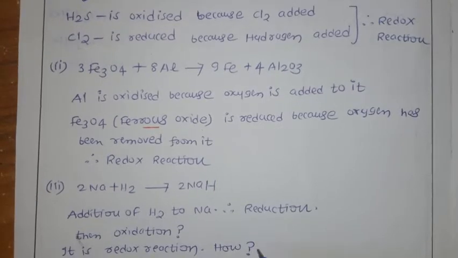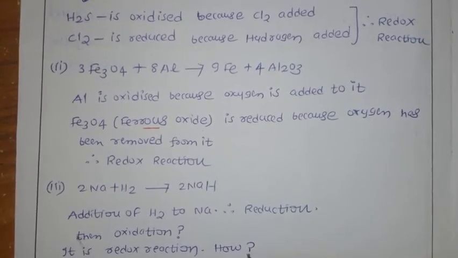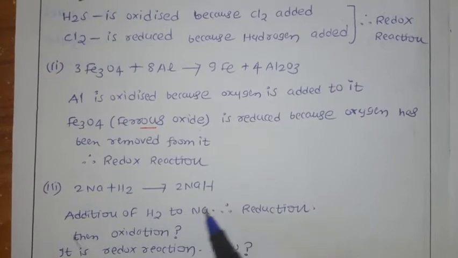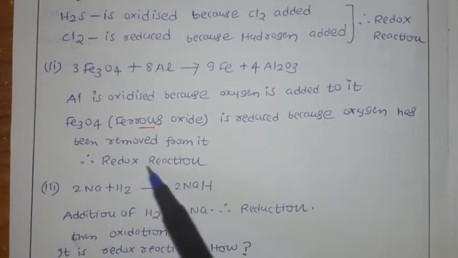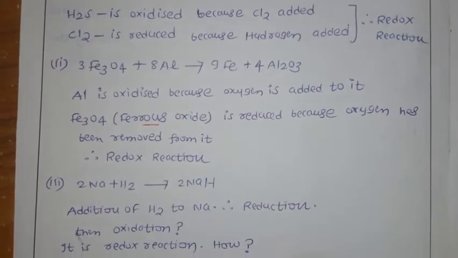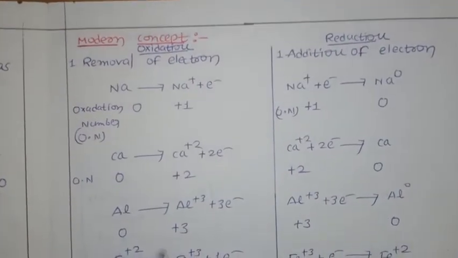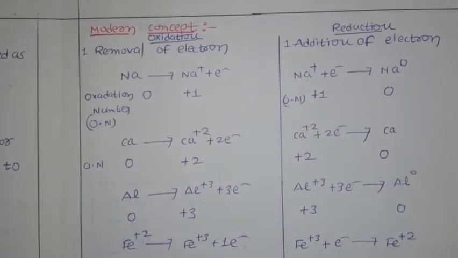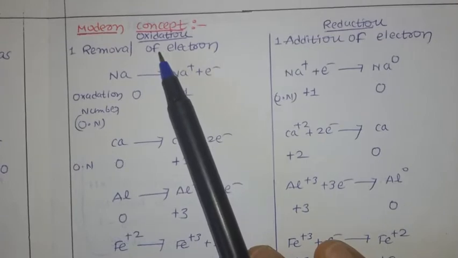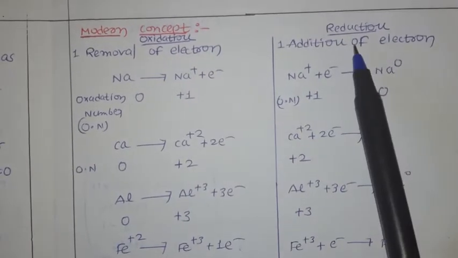Then how do we have to confirm? Further, to understand this type of reaction, whether it is a redox reaction or not, we switch to a new concept, that is what? Here, the new definition of oxidation and reduction. So the modern concept. According to the modern concept, again we are going to discuss oxidation and reduction.